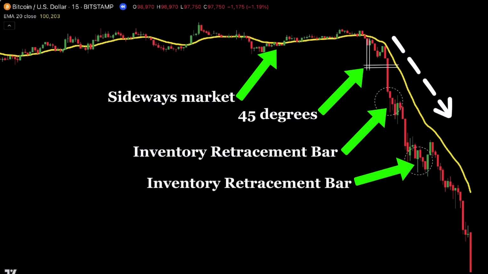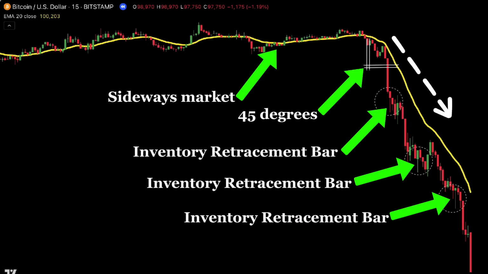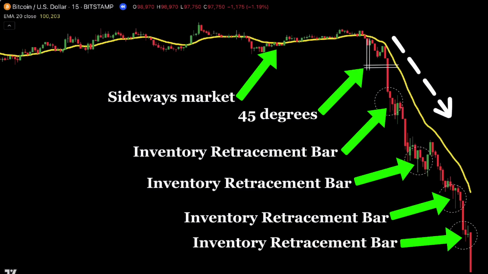Here's another one. A green candle with a long lower wick. And over here, there's another opportunity, and another one as well. The inventory retracement candles are all over this area, giving us multiple chances to enter a short trade.